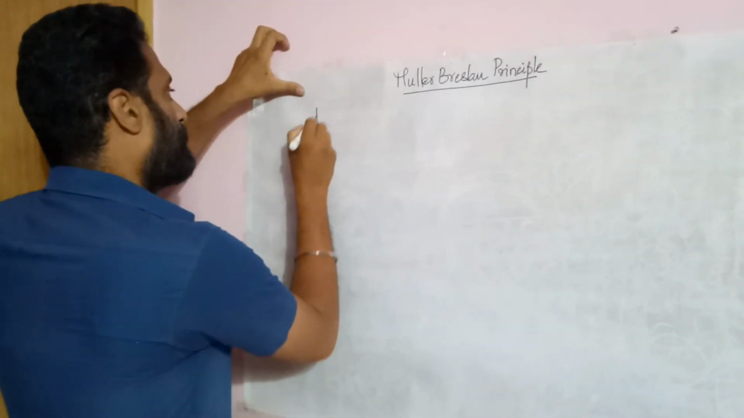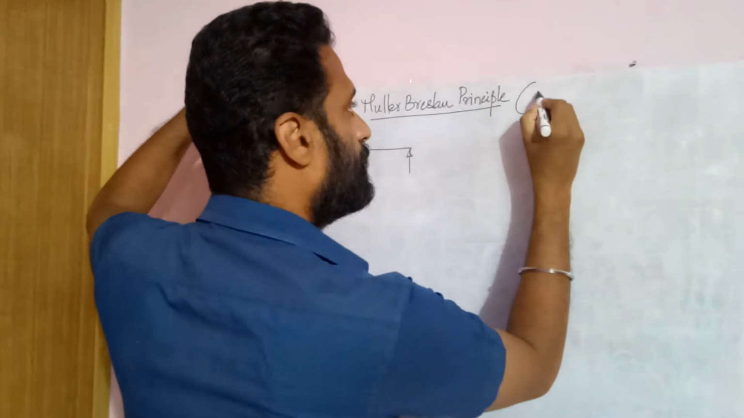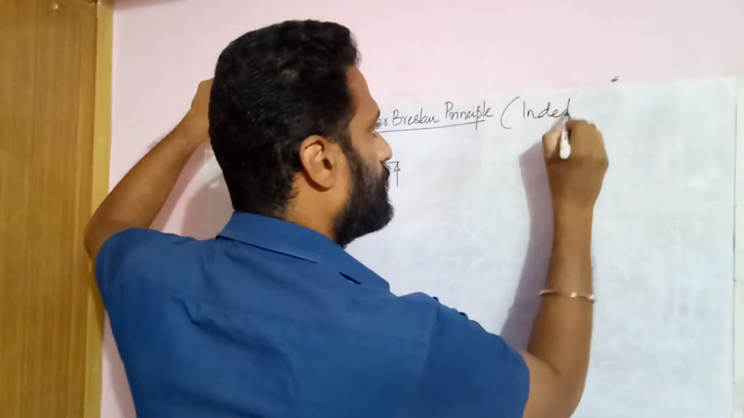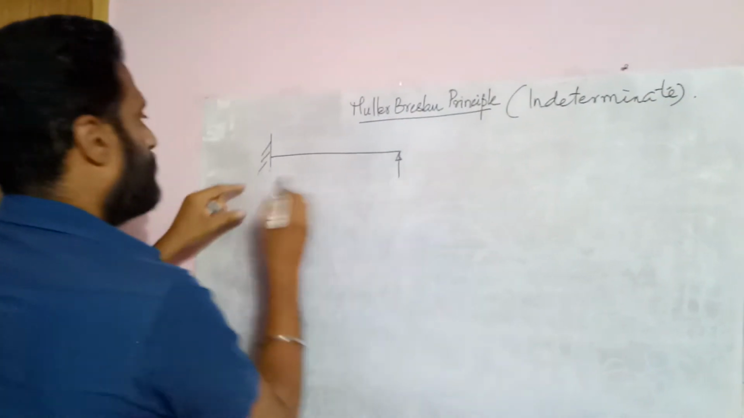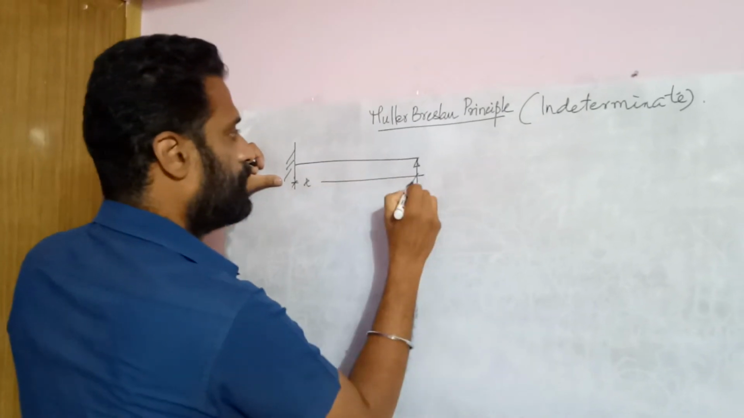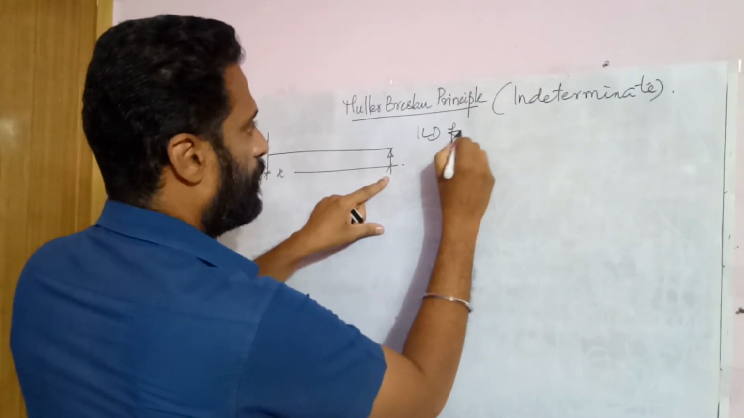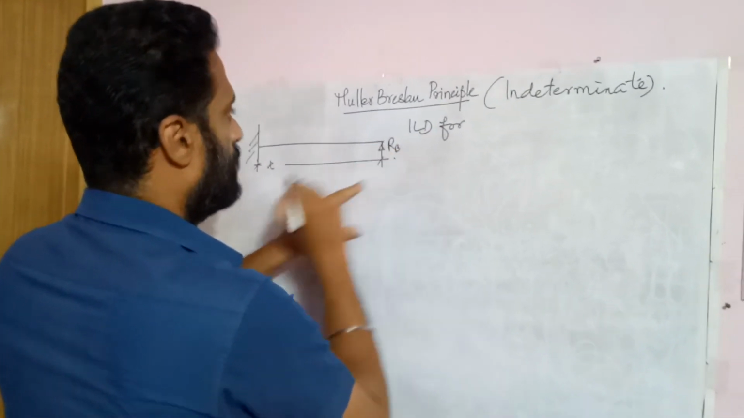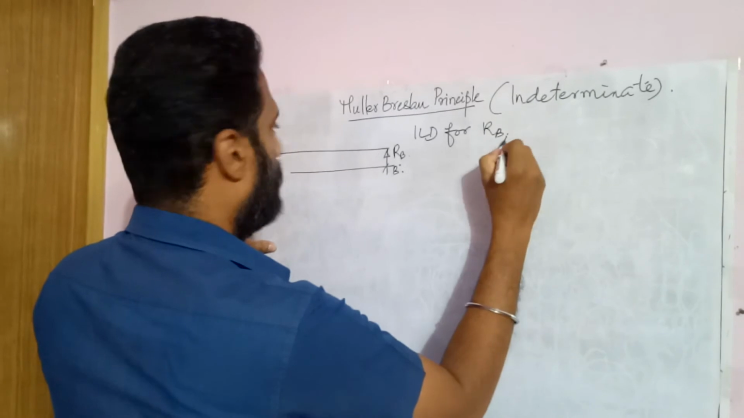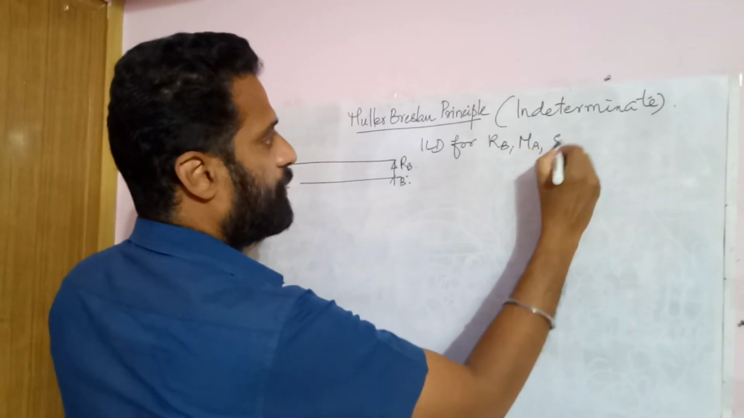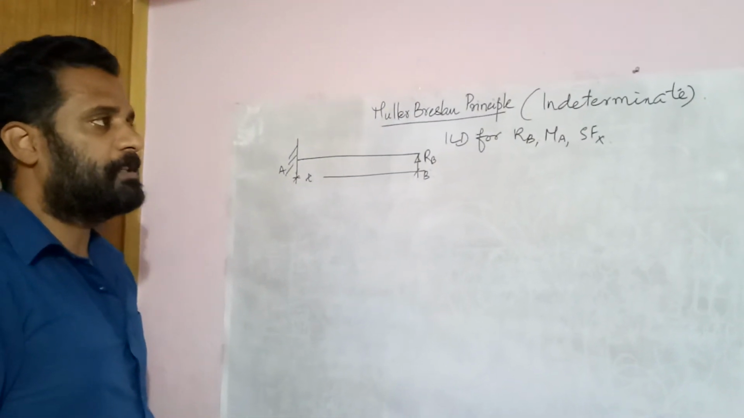So let me take a propped cantilever. The Muller Breslau principle is mainly focused on indeterminate structures. For a propped cantilever of span L, with A and B as the ends, you need to calculate the ILD for RB, the moment at A, and the shear force at section X. These are the things we need to calculate for this indeterminate structure.